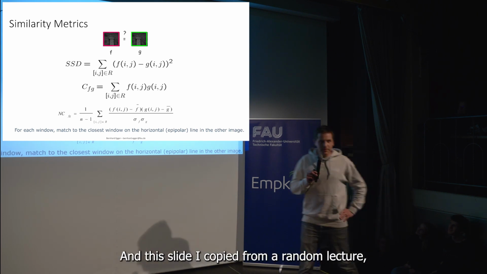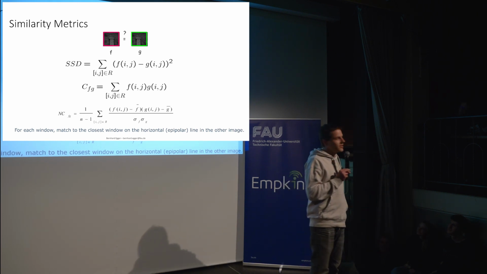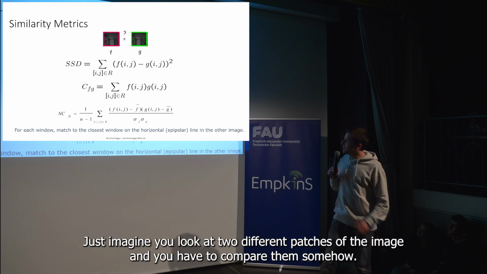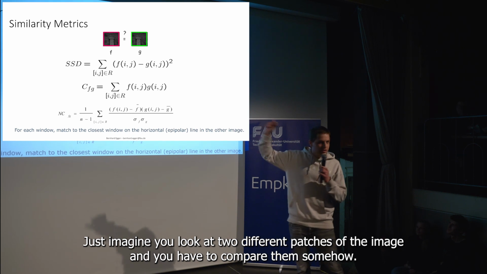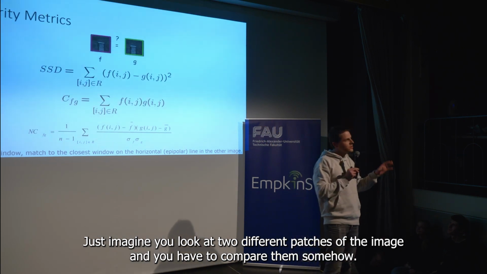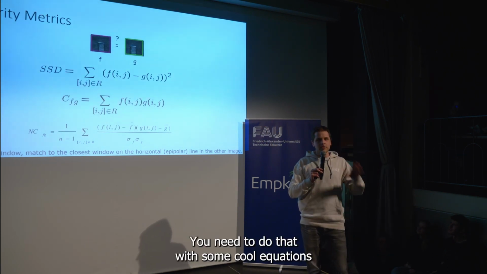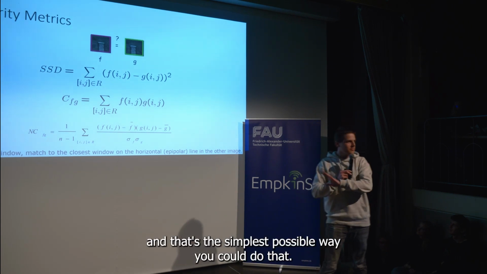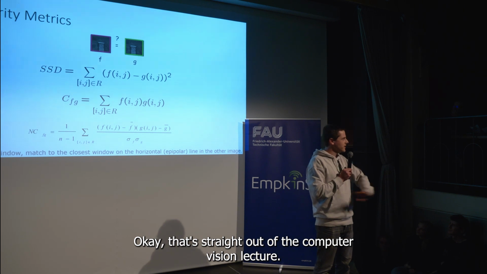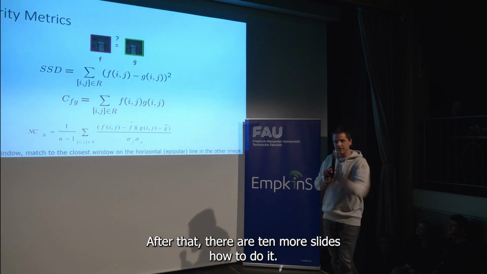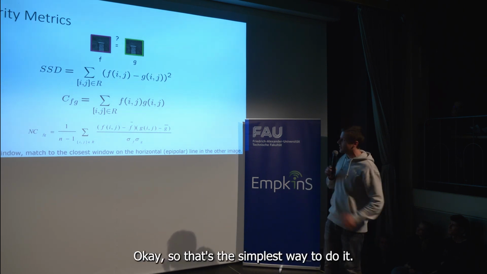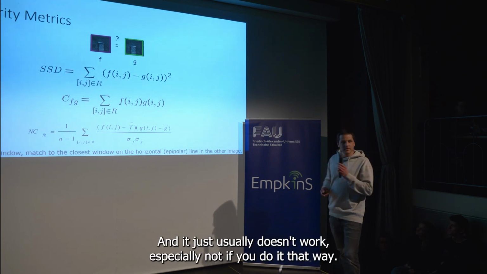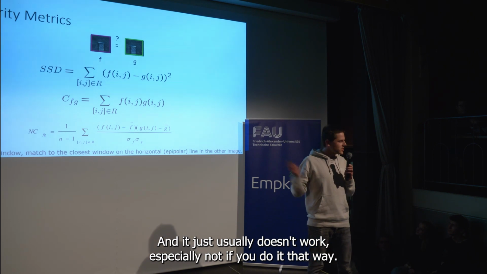This slide I copied from a random lecture, so I was just too lazy to make new slides. Just imagine you look at 2 different patches of the image and you have to compare them somehow. You need to do that with some cool equations, and that's the simplest possible way you could do that. Okay? That's straight out of the computer vision lecture. After that there are 10 more slides how to do it correctly. Okay? So that's the simplest way to do it, and it just usually doesn't work, especially not if you do it that way.